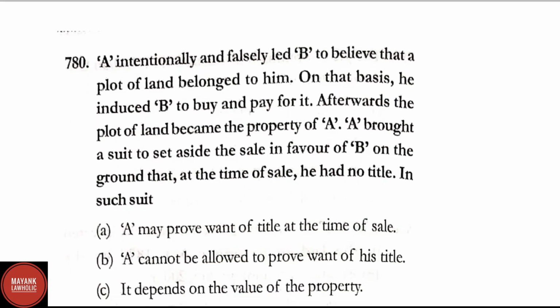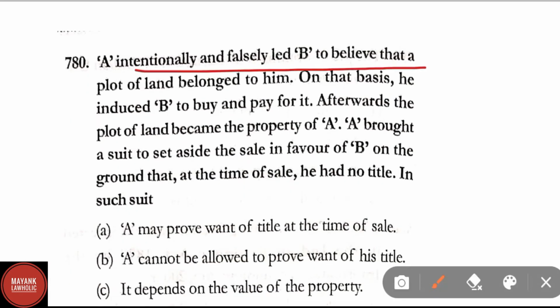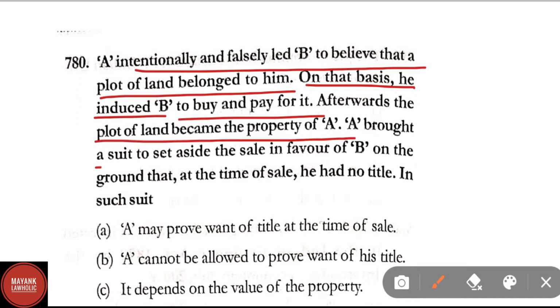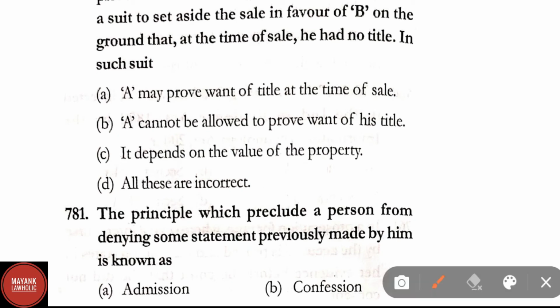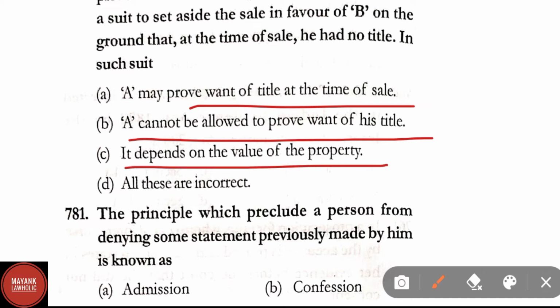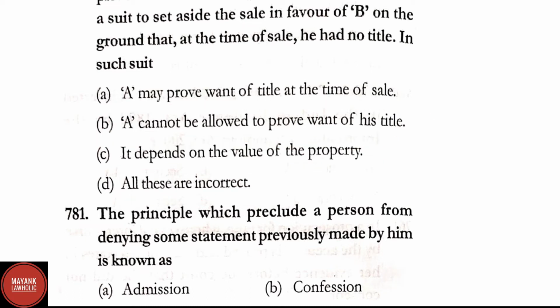Question number 780. A intentionally and falsely led B to believe that a plot of land belonged to him. On that basis, he induced B to buy and pay for it. Afterwards, the plot of land became the property of A. A brought a suit to set aside the sale in favor of B on the ground that at the time of the sale he had no title. In such a suit, A may prove want of title at the time of sale; A cannot be allowed to prove the want of his title; it depends upon the value of the property; all of them are incorrect. Here the correct answer is option B, that is A cannot be allowed to prove want of his title.